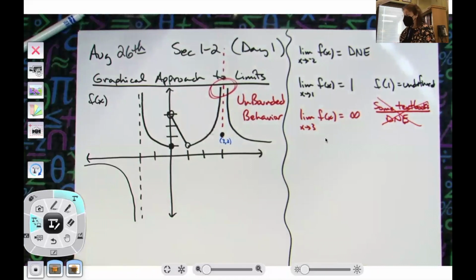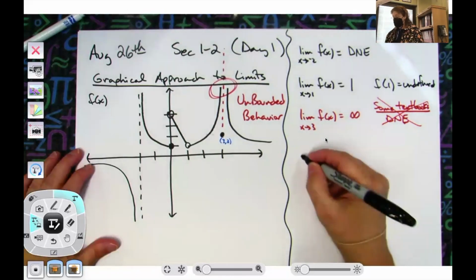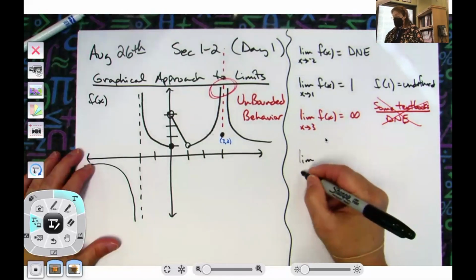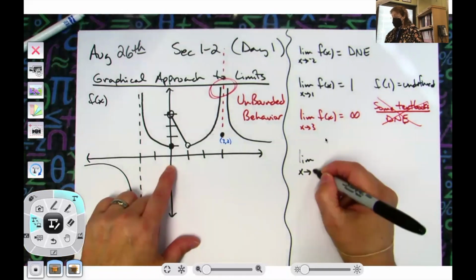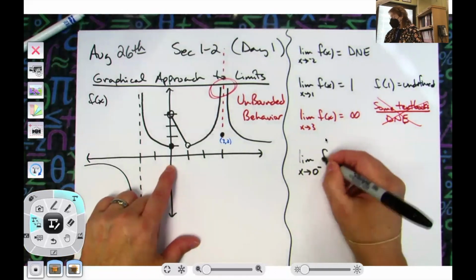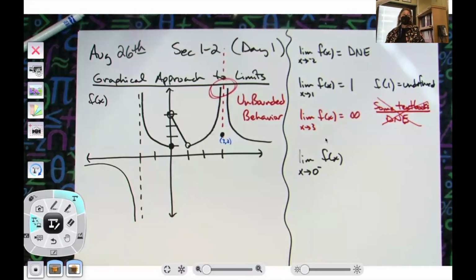I don't know. How many more can we do on this? Could we do lots? I haven't done any one-sided limits. Let's review some one-sided limits. How about the limit as x approaches 0 from the left of f of x? We haven't done any left-sided limits, just to review those. As it approaches 0 from the left, what am I going to get?